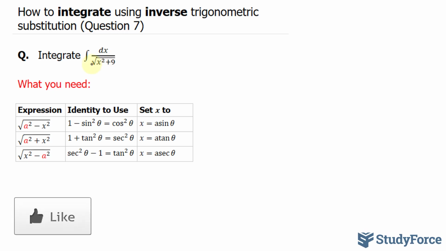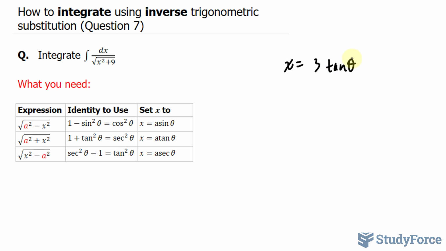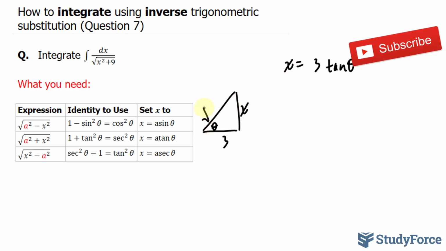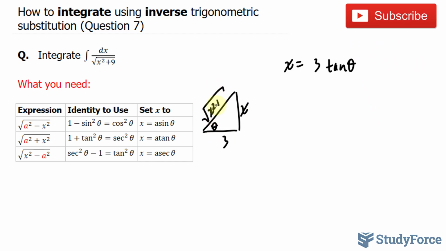With that being said, what I will do is set x equal to a times tangent theta, where, as mentioned before, a is equal to 3. So x equals 3 times tangent theta. Let's visualize what this looks like on a right triangle. On a right triangle, we would have theta, and remember, tangent relates opposite over adjacent. So our opposite would be x, and our adjacent would be 3. And our hypotenuse would have to be the square root of x squared plus 9.